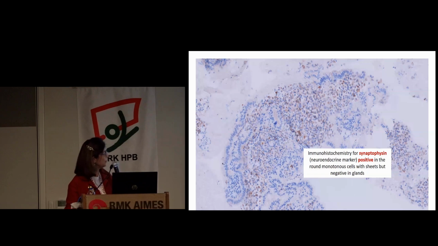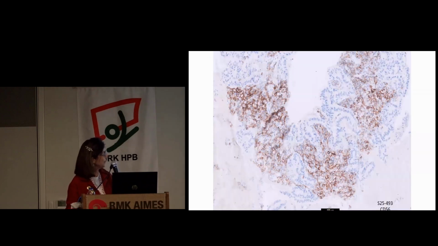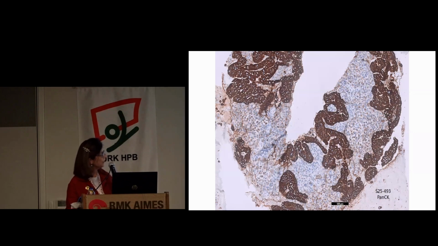And when we do some immunostains, those adenoid structures are not staining. However, the monotonous or solid areas are positive with a neuroendocrine marker, and much nicer with CD56, even though endocrine pathologists do not like CD56 much. It's a very nice neuroendocrine marker for high grades. As a lung pathologist, I love it. And again, the adenoid structures are negative, but the other component is clearly positive with the neuroendocrine marker.